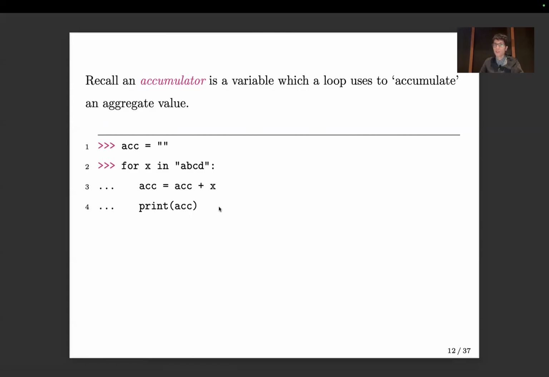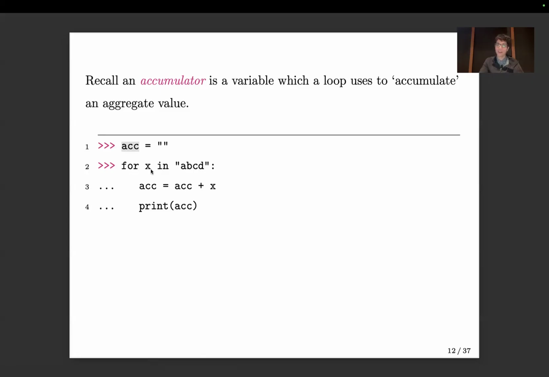So recall an accumulator is a variable which a loop uses to accumulate an aggregate value. So this is kind of silly. I'm just going to say, let's accumulate on the empty string. And I'm going to say for x in A, B, C, D, just add to the end of this accumulator. So what's going to happen here? X is going to be A. So accumulator is going to be empty string plus A. So accumulator becomes A. Then I print A.